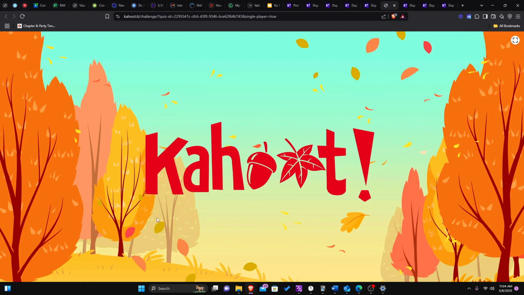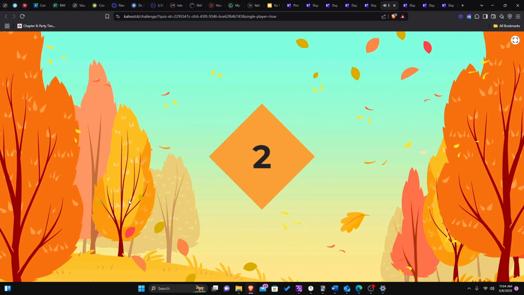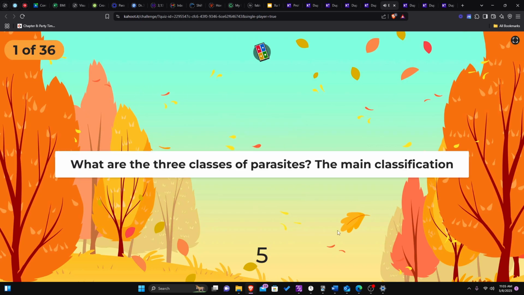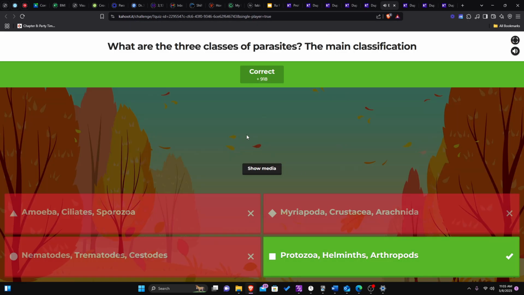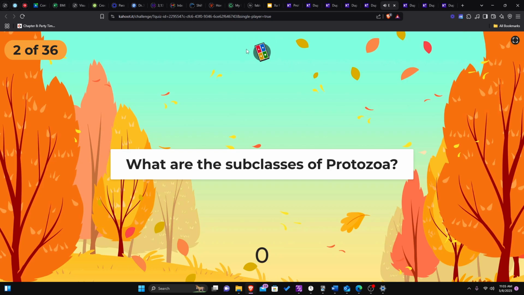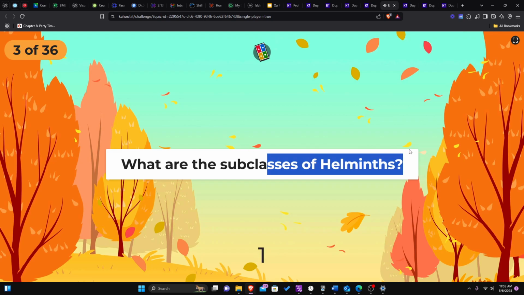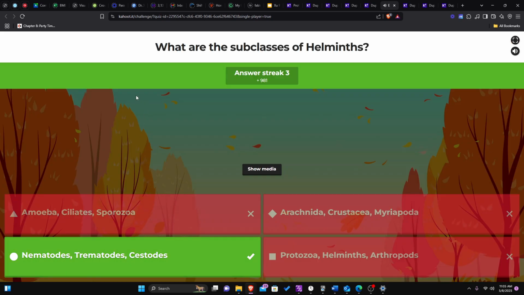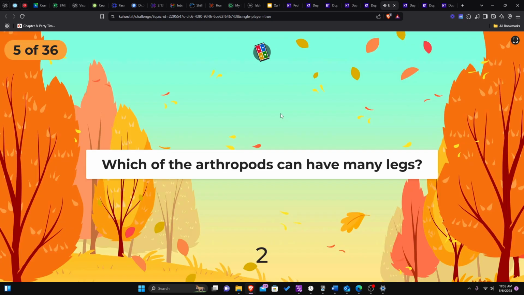Let's keep it going. So far we've missed one. The main classification of parasites. Protozoa, helminths, other. Protozoa is not the one with protozoa in it, it's actually going to be the amoeba, ciliate, sporozoa. And helminths are the one with nematodes, which kind of arthropods, insecta, wings.